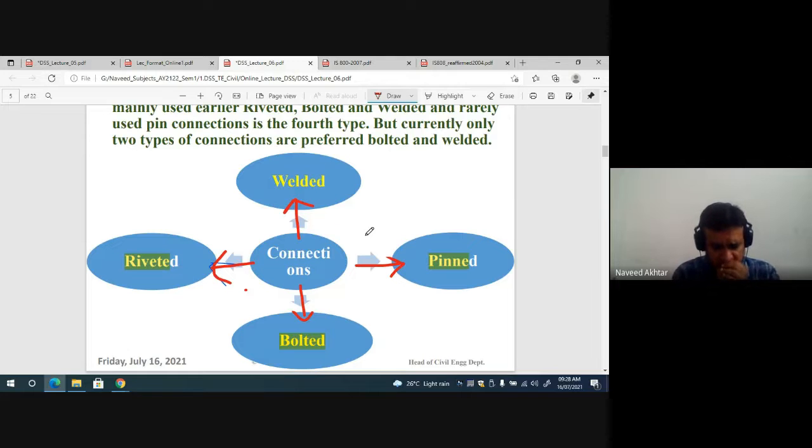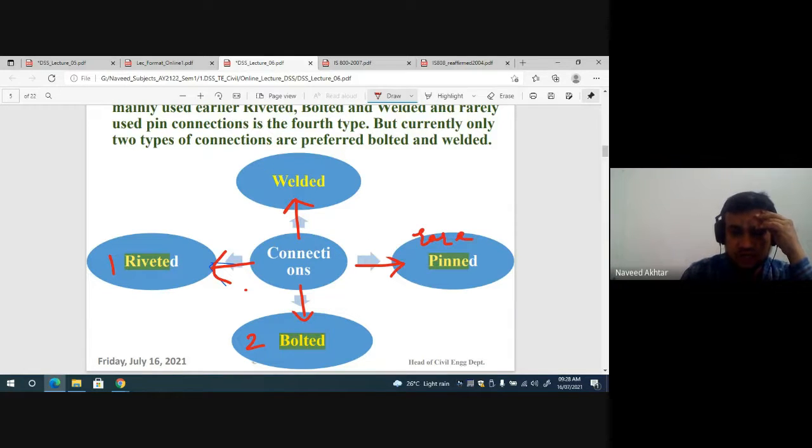Earlier, riveted connections were used mostly, number one, and bolted connection number two, and pin connection is very rarely used. Only at the support of your bridges maybe it is considered one part, because it is nothing but the hinge support. And welded connections are very famous nowadays. So nowadays only two types of connections are considered in the IS code, that is welded and bolted connection, and mostly only these two types are used.